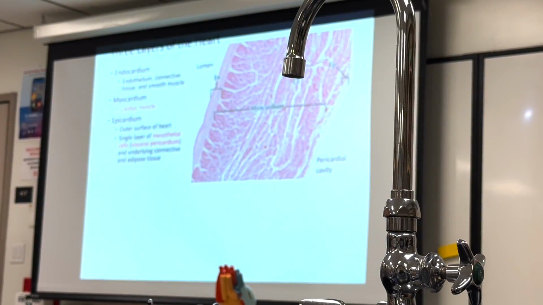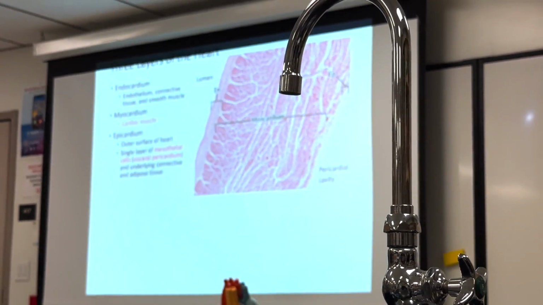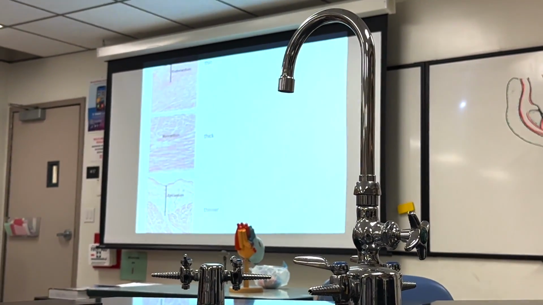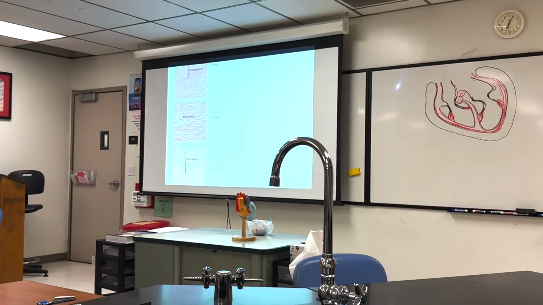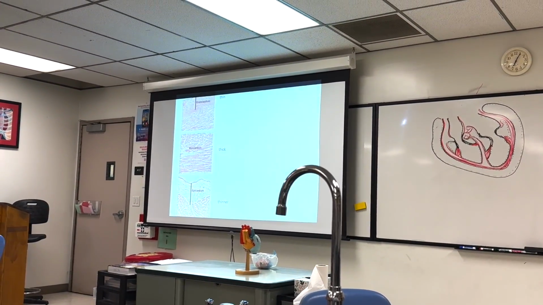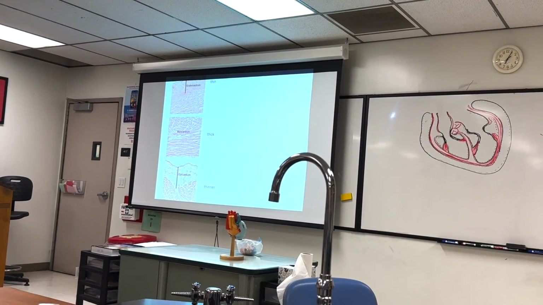Epicardium is the same as the visceral serous pericardium. Those are just both names for the same component. So the endocardium is a lining of simple squamous epithelium, which is continuous with all the blood vessels that carry blood to or away from the heart. And it's got underlying connective tissue.